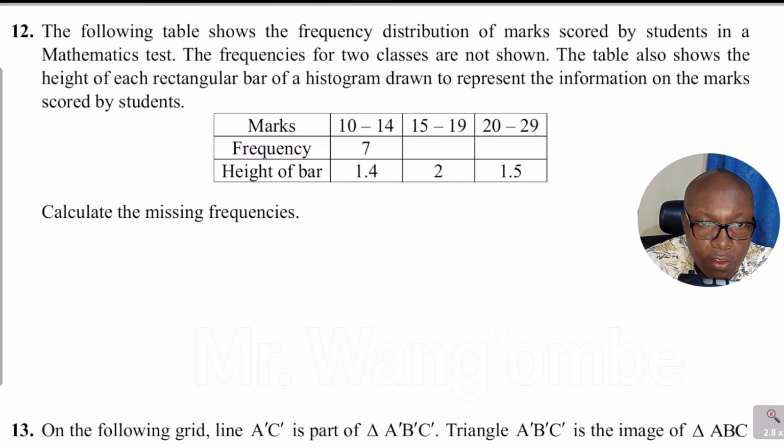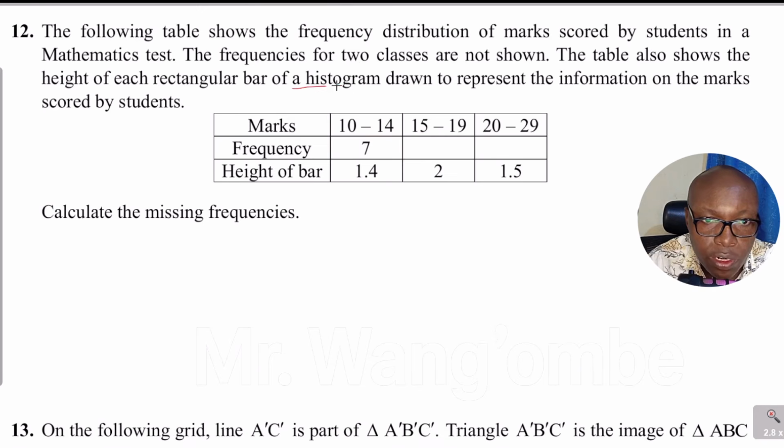So look at the first one. The first one is supposed to guide you. The first class, where we have 10 to 14, the frequency is 7, then the height of the bar is 1.4. So how has the frequency been obtained there? So when you look at these, the table shows the height of each rectangular bar of a histogram. So this is the bar of a histogram.